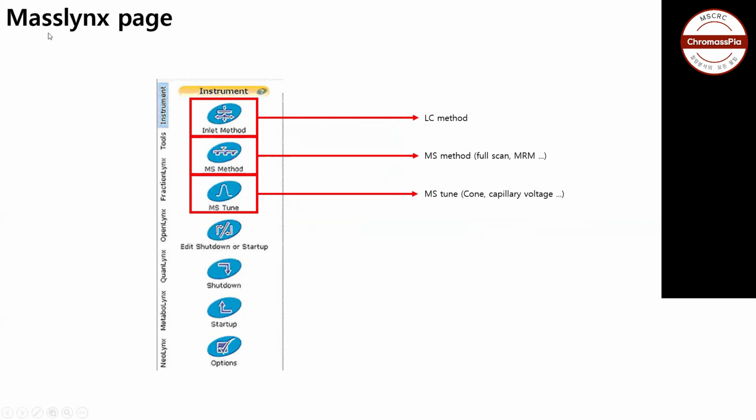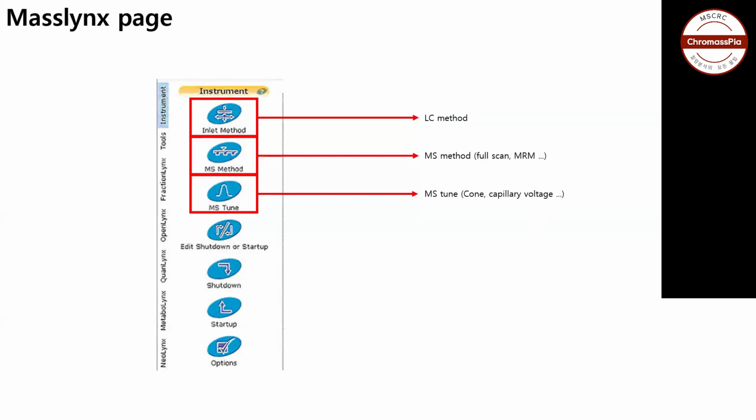When we go into the MassLynx page, there are three methods: inlet method, MS method, and MS tune method. As I wrote, inlet method is the LC method, MS method is the MS method including full scan, MRM or SRM, and the MS tune page is related to the ionization, cone or capillary voltage, or collision energy.